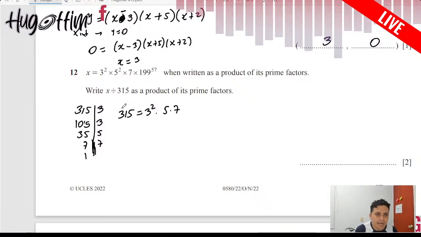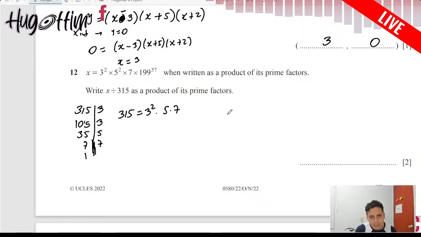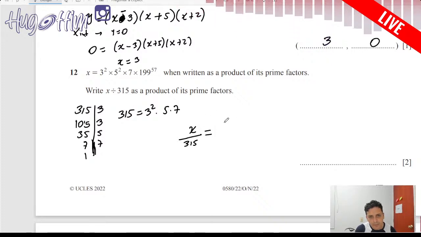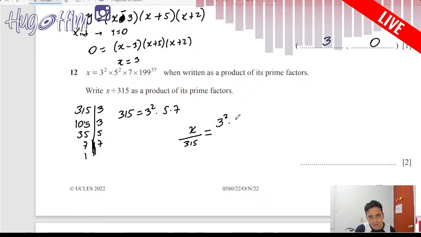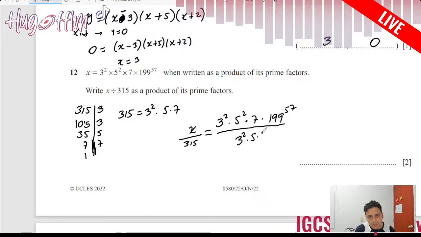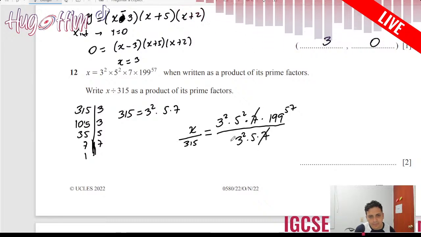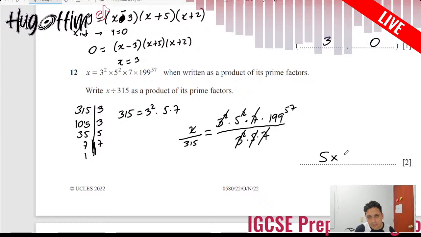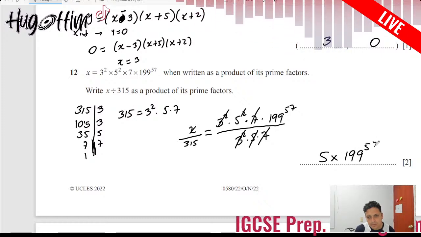Okay, and now I'm just going to put x divided by 315 as 3 to the second power times 5 to the second power times 7 times 199 to the 57th power, over 3 to the second power times 5 times 7. So 7 with 7, 3 to the second power with 3 to the second power, 5 with the 5 here. So it's 5 times 199 to the 57th power.